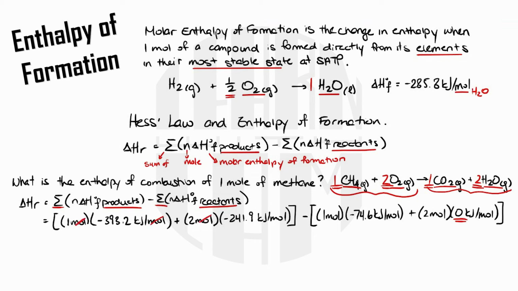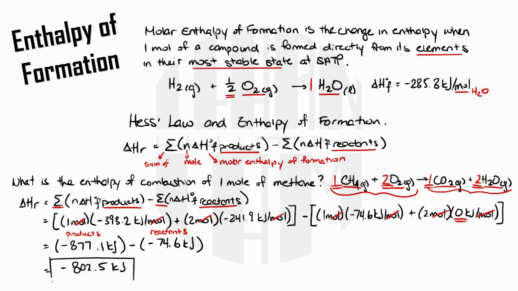You can look it up in a table, but it likely won't be listed, so don't be thrown off. Now we just have to cancel out our units, and we're left with negative 877.1 kilojoules, which comes from my products, and we subtract negative 74.6 kilojoules, which comes from our reactants. And that gives us a total enthalpy of negative 802.5 kilojoules for the combustion of 1 mole of methane. Now, if you're satisfied with just the mathematical approach, then there you have it. We have our answer. But if you need some deeper understanding, consider this.